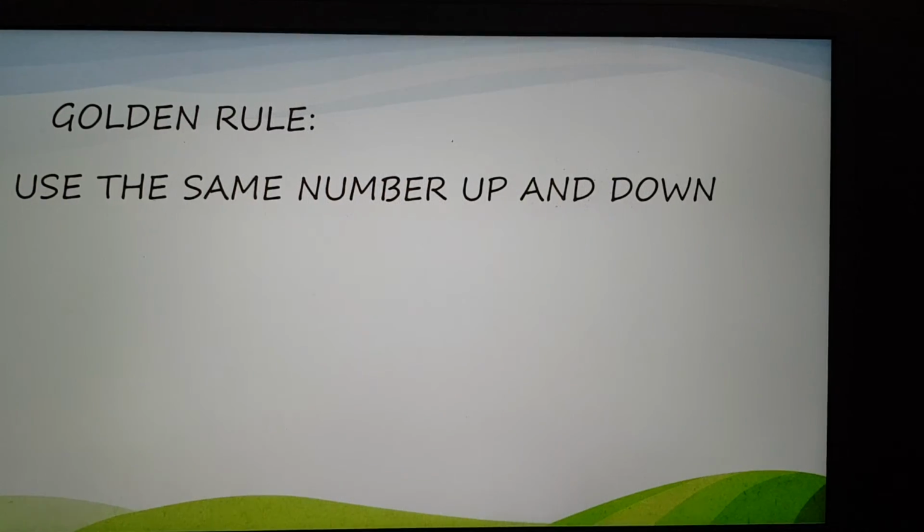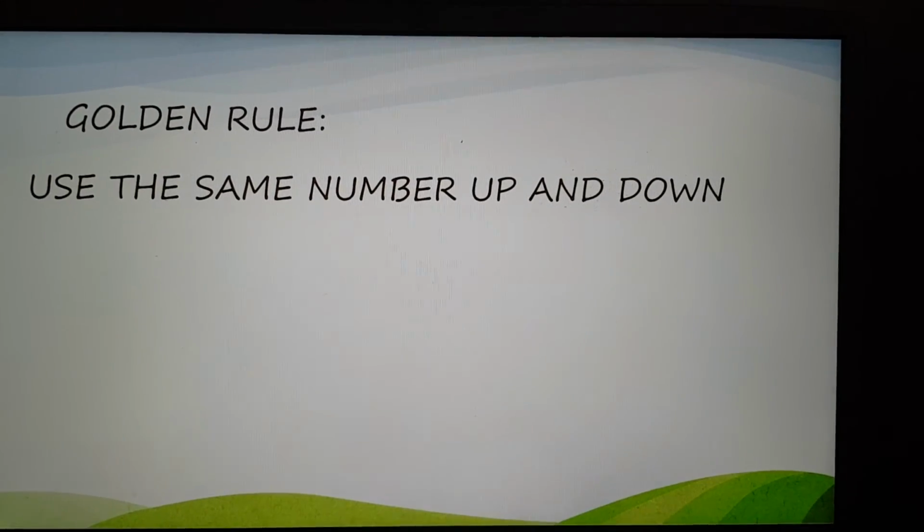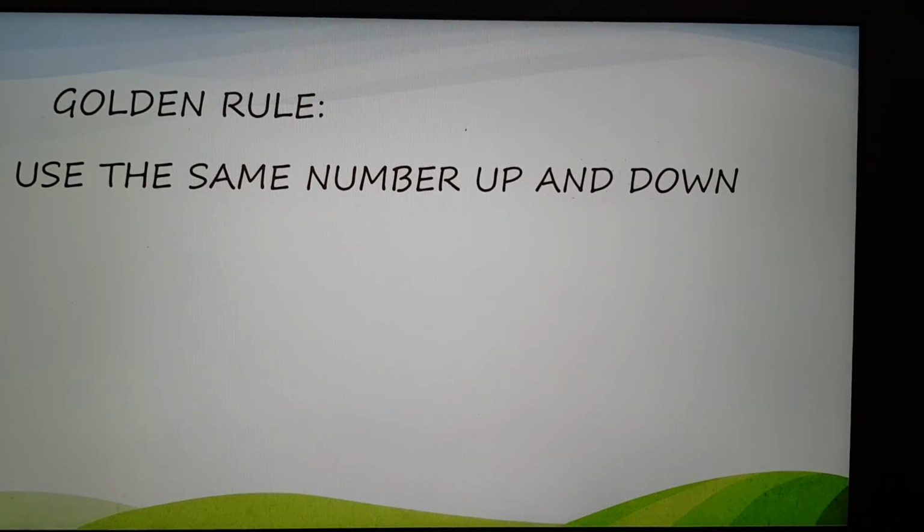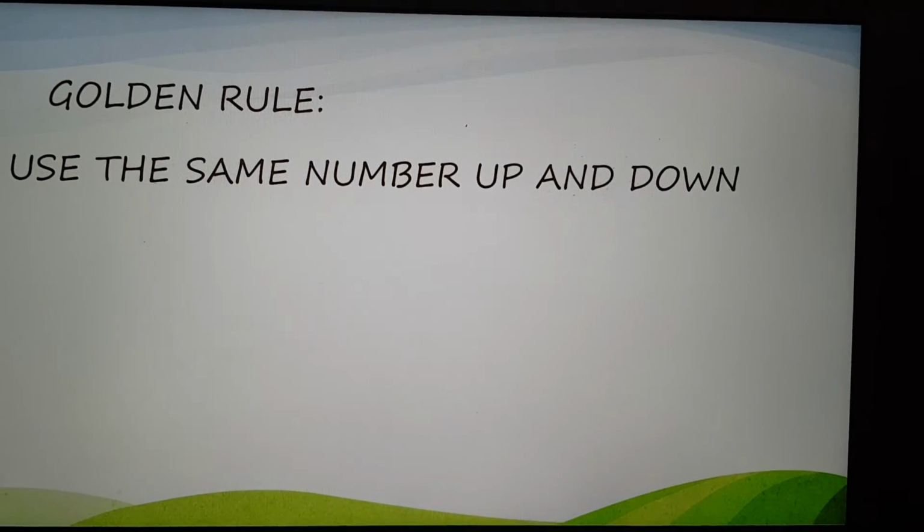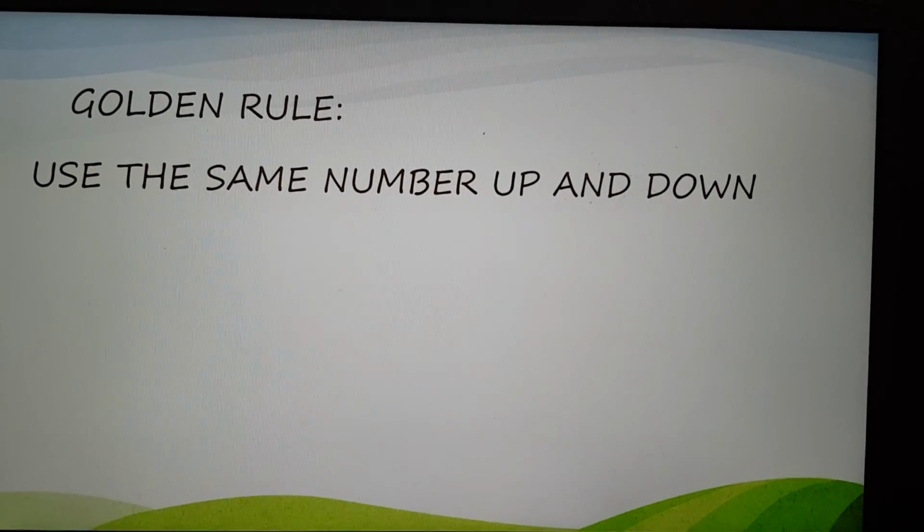And now we will conclude our lesson. And again, do not forget that the golden rule is to use the same number up and down.